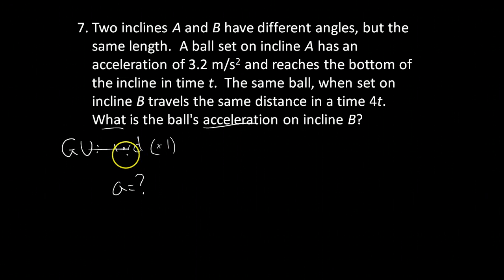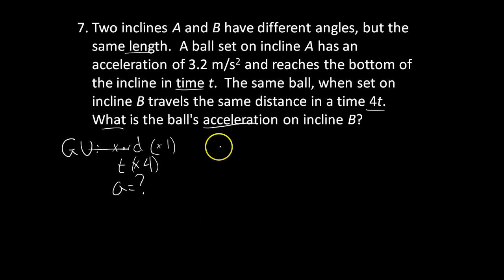We multiply that variable by 1, and then time is the next one. So it has an acceleration of 3.2 meters per second squared and reaches the bottom in a certain amount of time. So we've got the same length of ramp, so we knew it was multiplied by 1, and then time is being multiplied by a factor of 4 here. The same ball when set on incline B travels the same distance in time 4t. So we've got to multiply t by 4.